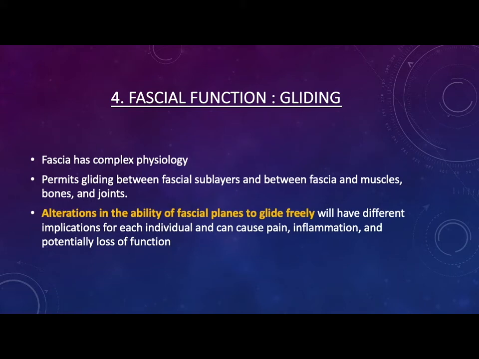Next is fascial function, which is gliding. Fascia has complex physiology. It permits gliding between the fascial sublayers and between fascia and muscles, bones and joints. Alterations in the ability of fascial planes to glide freely will have different implications for each individual, which may cause pain, inflammation and potentially loss of function.